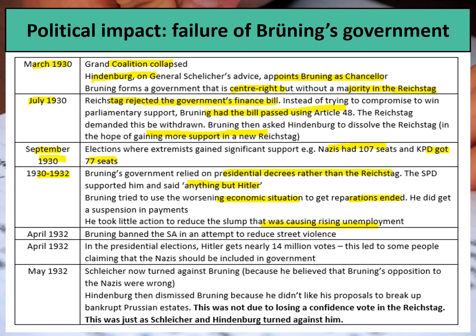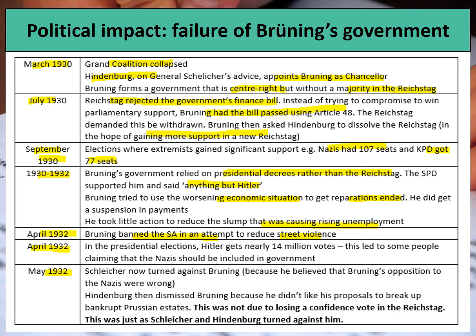In April 1932, Brüning banned the SA in an attempt to reduce street violence. And in April 1932 as well, we have the presidential elections. So he's doing what he can, potentially. Maybe you think he's not going far enough to try and stop the extremists, but they don't really manage to do it. Remember that the SA carry on in things like the white shirts before this, and the ban on them doesn't last for very long. As we're going to see, it ends in May 1932, so it's only lasting about a month.